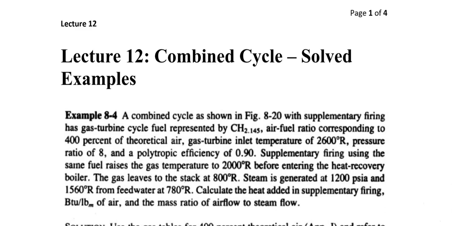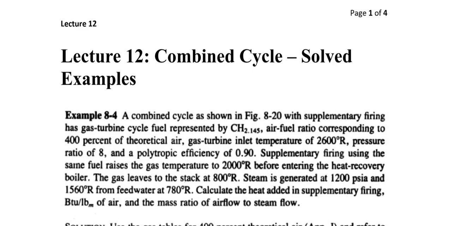With the supplementary firing, the gas turbine fuel is represented by CH2.145. The air-fuel ratio corresponds to 400% theoretical air. Gas turbine inlet temperature is 2600 degrees Rankine. The pressure ratio is 8 and the polytropic efficiency is 0.9. Supplementary firing using the same fuel raises the gas temperature to 2000 degrees Rankine before entering into the HRB. The gas leaves the stack at 800 degrees Rankine.